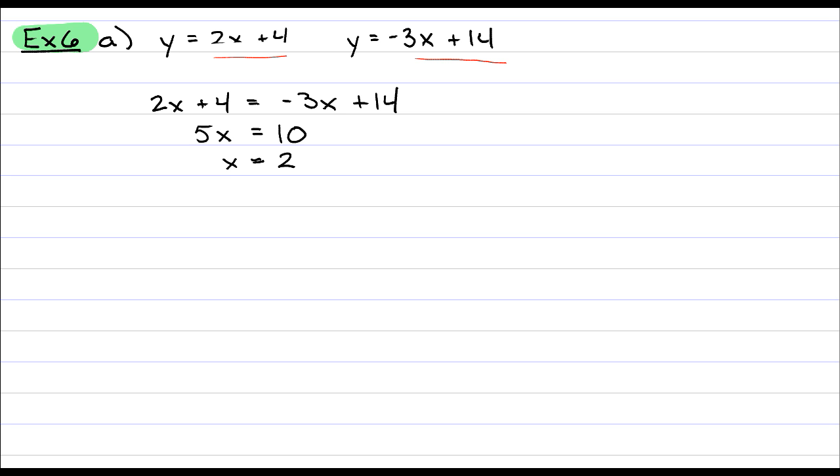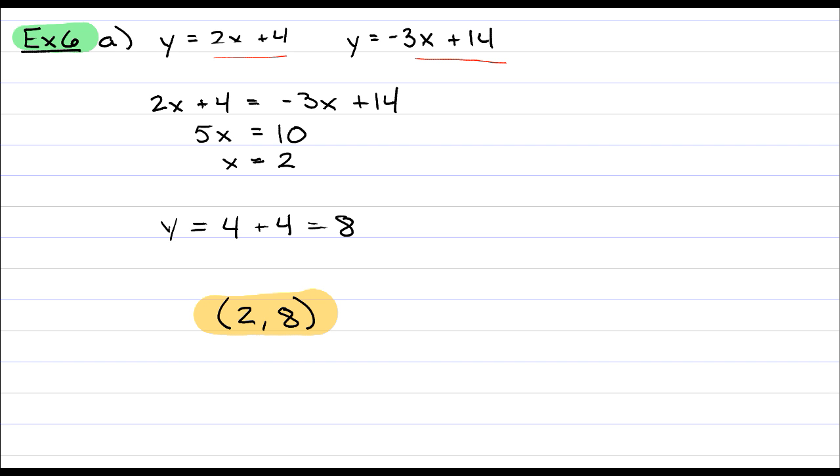So now to find the y-coordinate, I just need to plug x equals 2 into either of the original two equations. Plugging into the first equation, I'm going to have y equals 2 times 2, which is 4, plus 4, which is 8. And you can go ahead and see that if I plugged into the second equation, I'd get minus 6 plus 14, which is, again, 8. So it doesn't really matter which equation you plug into. But I see here, then, that the point of intersection has the x-coordinate of 2 and a y-coordinate of 8.